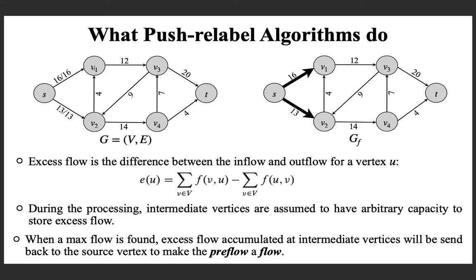And when the method finds a max flow, at that time all the excess flow at intermediate vertices will be sent back to the source vertex, so that the excess flow will become 0 at all the intermediate vertices, and at that time you will get a flow, because it is going to satisfy the flow conservation property. An example illustrating the process will make all these things clear. So let us proceed.